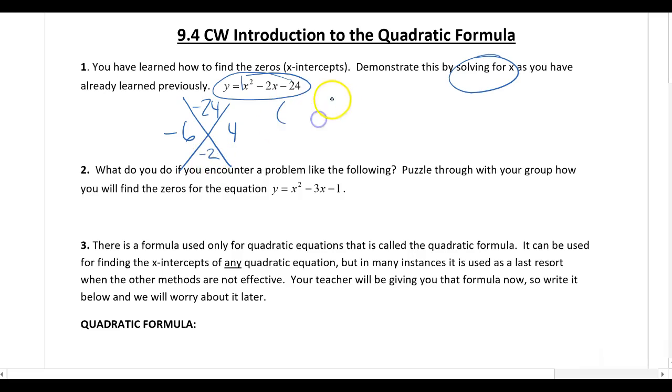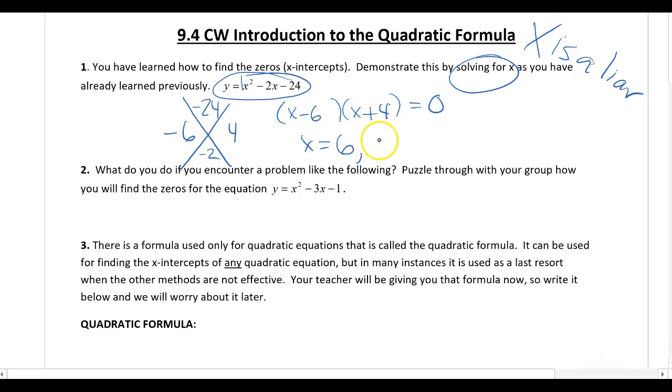And then you say, okay, I can go straight to making my parentheses or factors. The first one would be x minus 6, and then x plus 4. And you say, oh, Mr. Osborne, I remember. X is a liar. X is a liar, right? So that means our answer is not negative 6, it's positive 6. And it's not positive 4, it's negative 4. Okay?